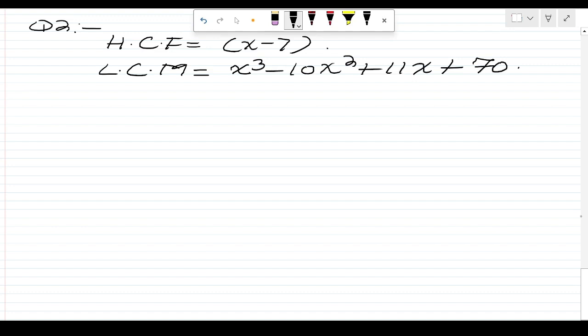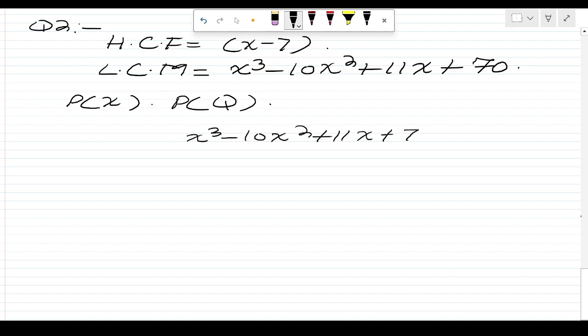Now they are saying that we need to find the product of the two polynomials. That means that we need to find p of x being multiplied with q of x. We basically need to find the product of two polynomials. So how can we do this? Firstly, we will multiply the LCM with the HCF. That means that we're going to write x cube minus 10x square plus 11x plus 70 as it is, and then we're going to write x minus 7 being multiplied.